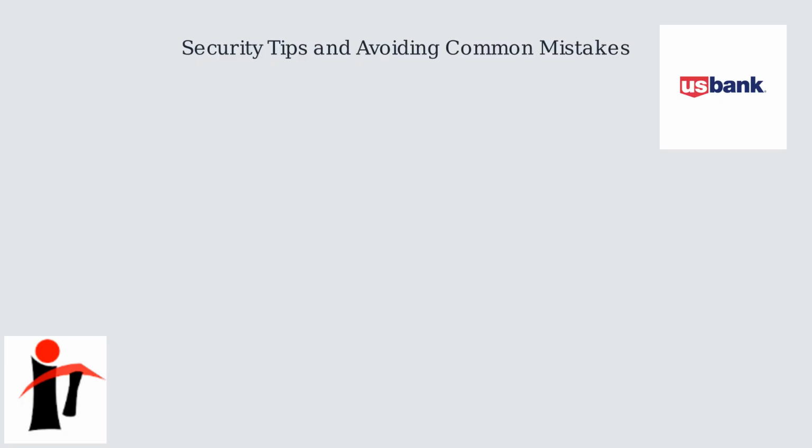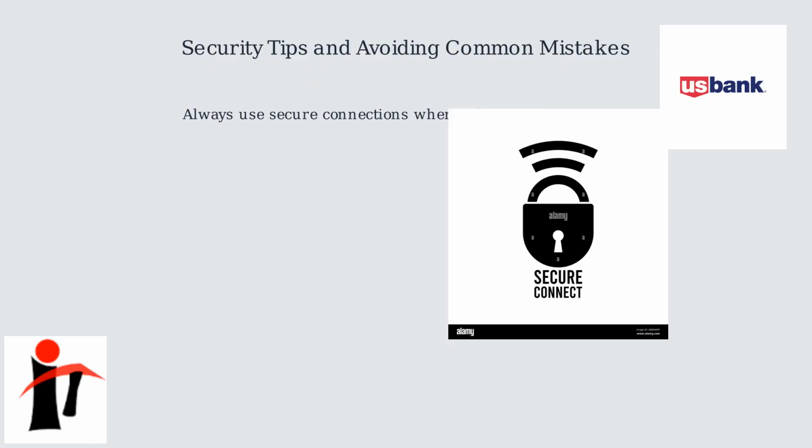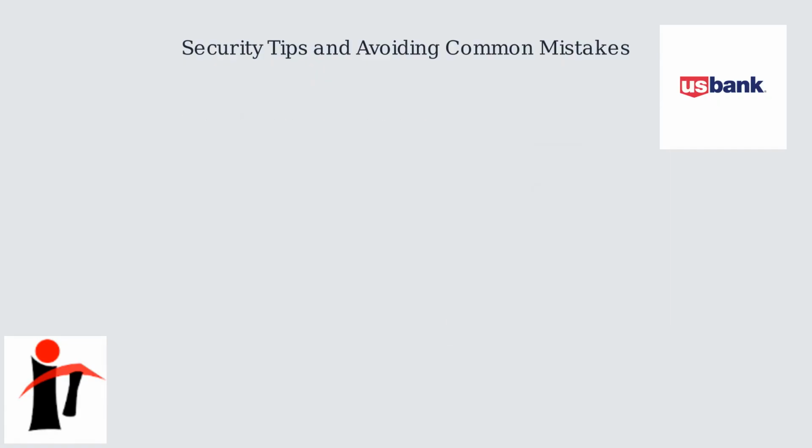Security is crucial when setting up direct deposit with U.S. Bank. Here are essential tips to protect your information and avoid common mistakes. Always use secure connections when submitting forms. This ensures your data is encrypted and protected from interception. Avoid sharing sensitive information via unsecured email. Email is not encrypted by default and can be intercepted. Use secure bank portals instead.